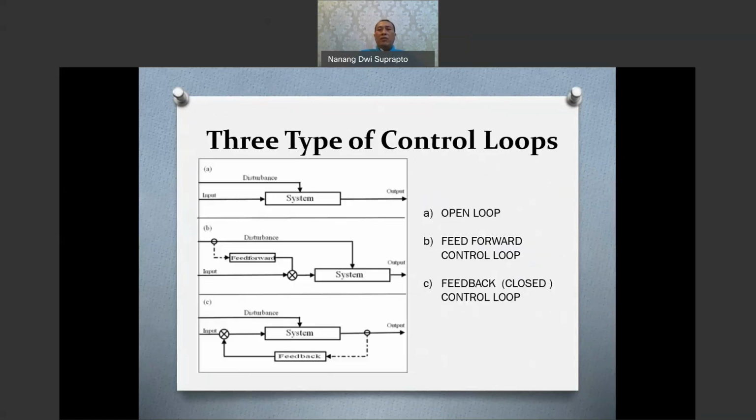Three types of control loops. A. Open loop. B. Feed-forward control loop. C. Feedback or closed loop control loop.